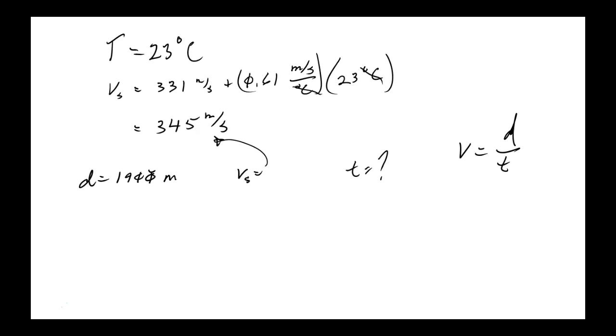Now we're looking for time, so what would we need to do? Distance divided by velocity. Yes, you're absolutely right. Time is equal to distance divided by velocity. You got it. So that would be 1,900 meters divided by 345 meters per second.